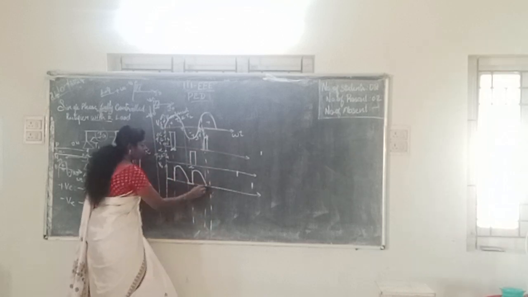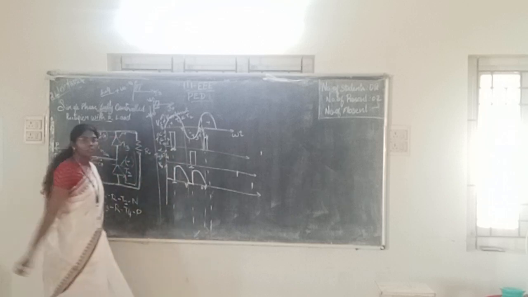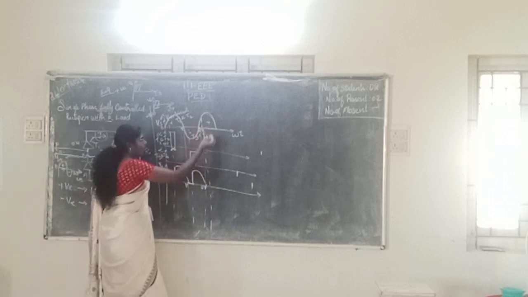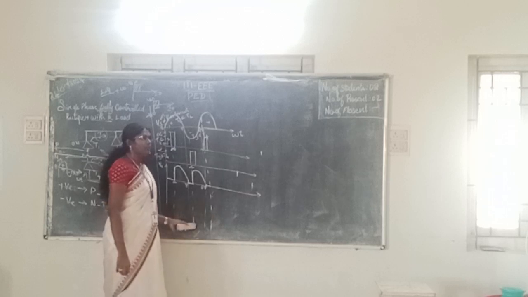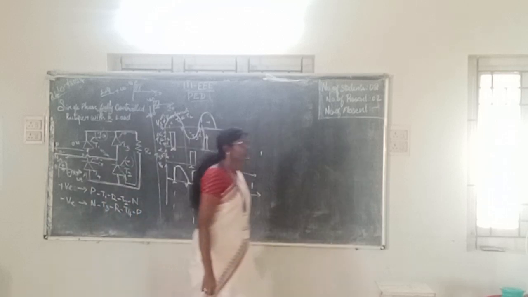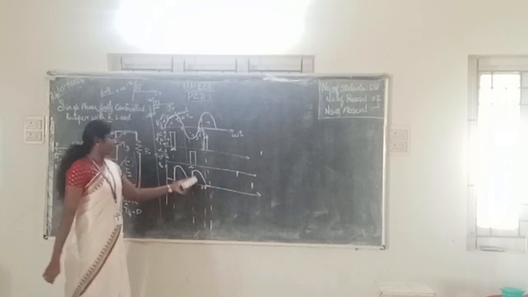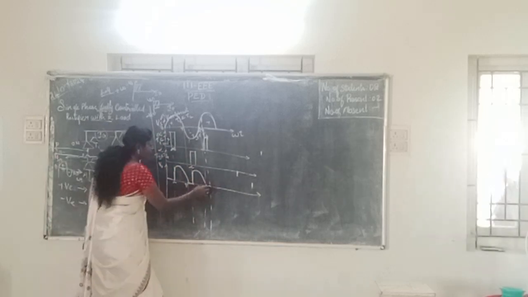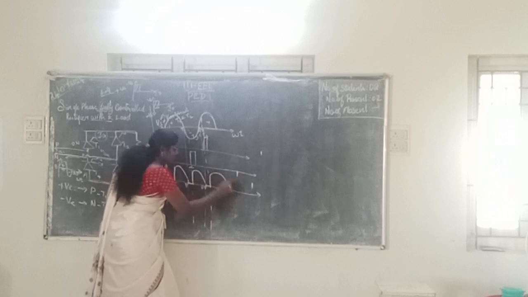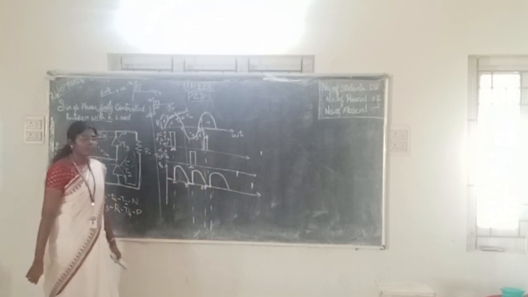Okay, till 2 pi. This is 2 pi, this is pi, and from alpha. Clear? And next cycle, again T1 and T2 will be in the on condition, and this will continue up to 3 pi. The cycle will carry on the same.